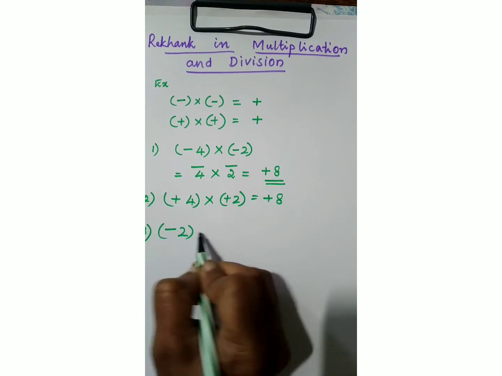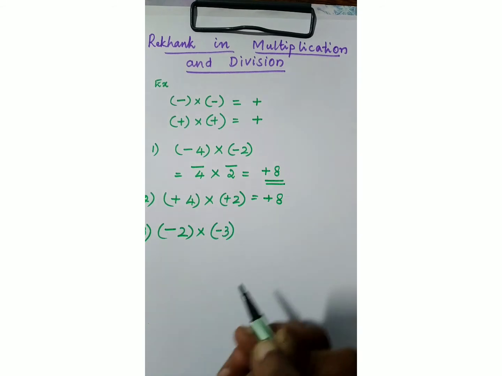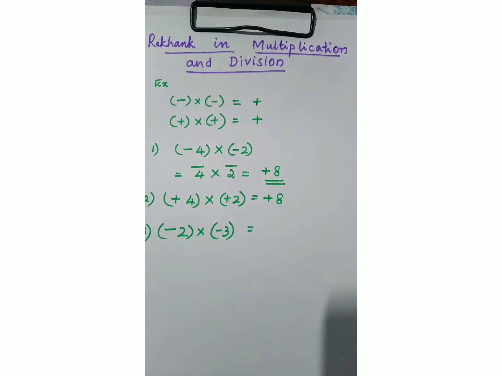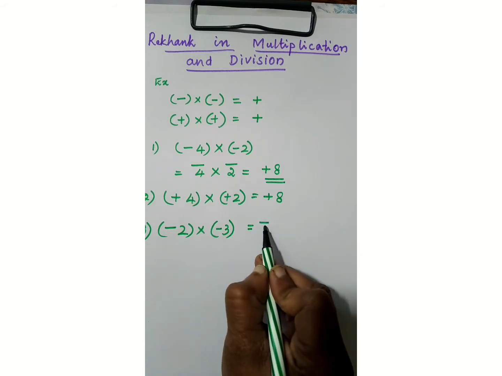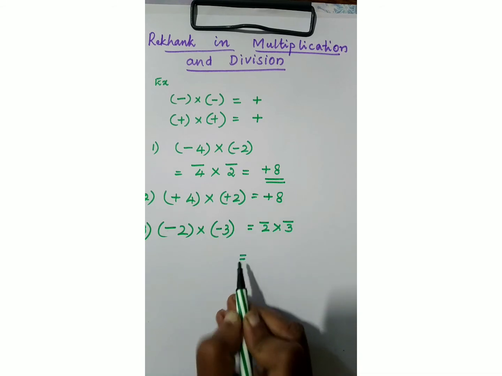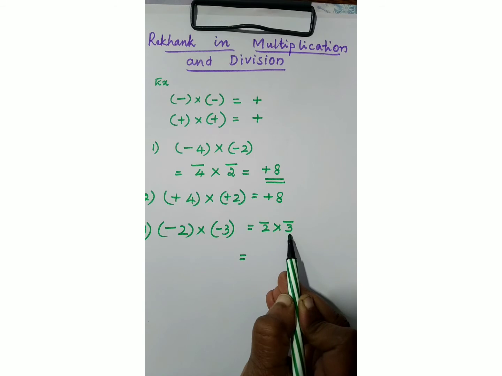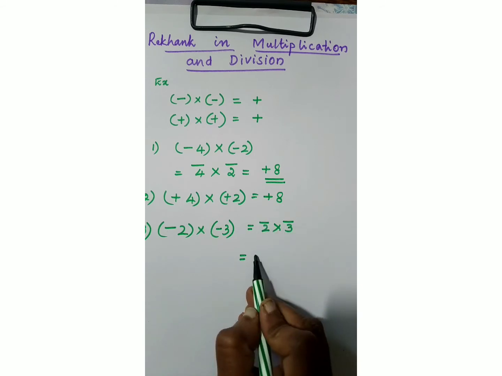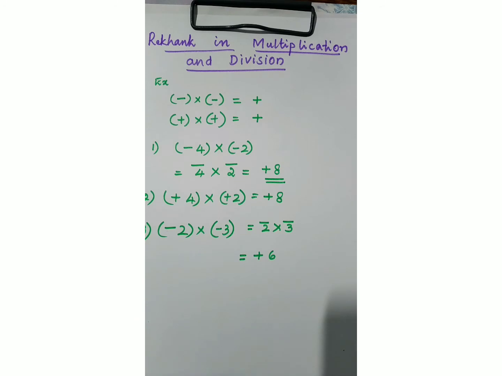One more example. Negative 2 into negative 3 is equal to, here again negative into negative, that we are writing bar 2 into bar 3 is equal to, first multiply the symbol, after that multiply the digits. That is negative into negative, positive, 2 3s are 6. Second point.